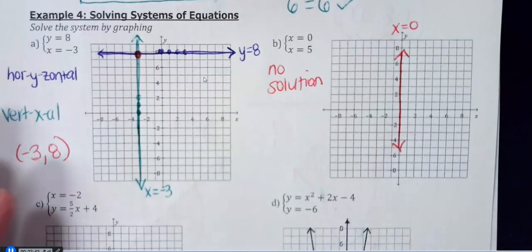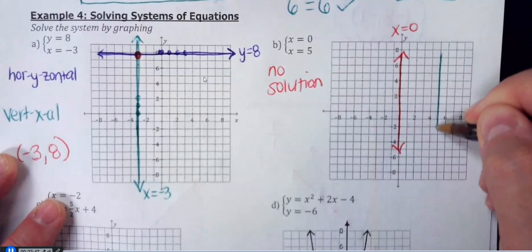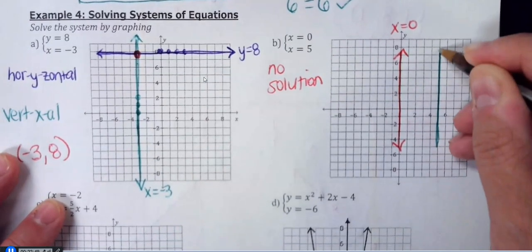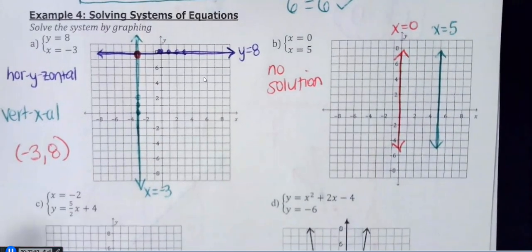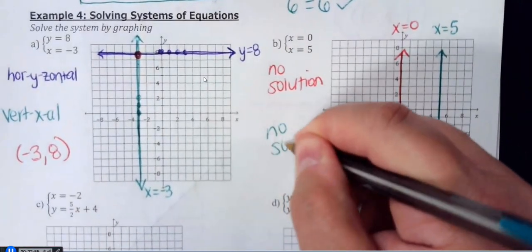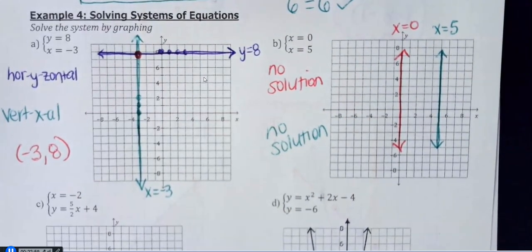And then if I did x is 5, just a nice vertexal line through all the x values that are 5. So up and down there. So those guys would be parallel to each other. So this one would be no solution. Is anybody having a question?